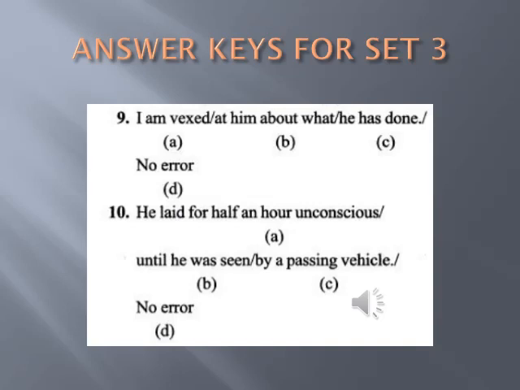Let's go to the last question. He lay for half an hour unconscious until he was seen by a passing vehicle. Laid. Remember here, laid is the past tense of lay. Laid eggs. But he was lying unconscious. Lie. And what will be the past tense form of lie? Lay. So therefore, right verb will be lay. He lay for half an hour unconscious. Therefore, the answer is A, because the error is in A.